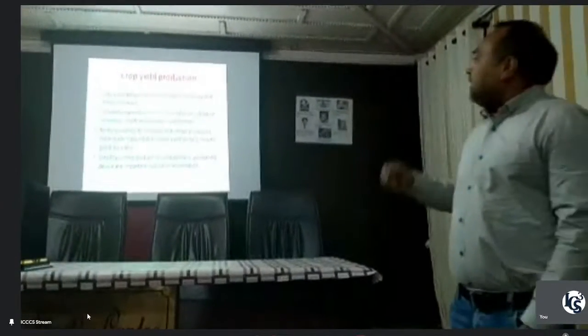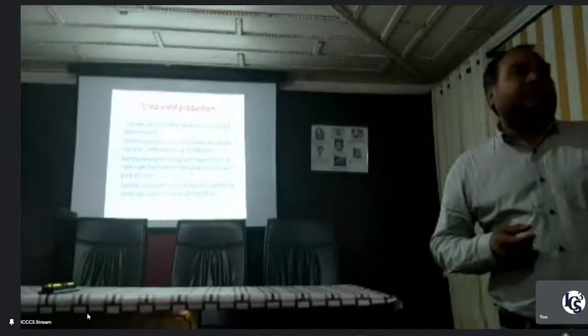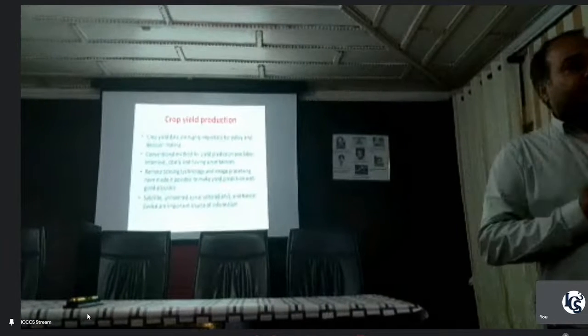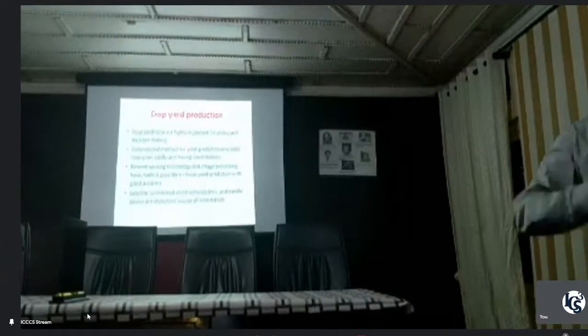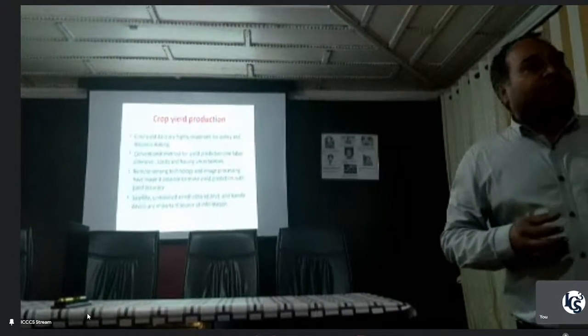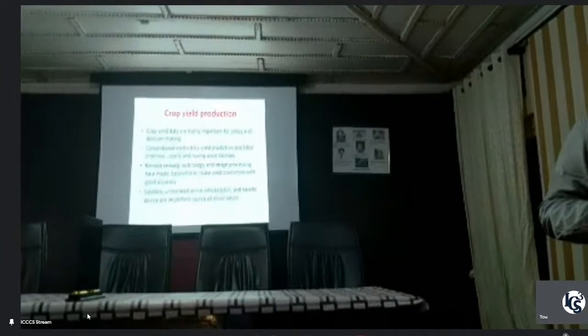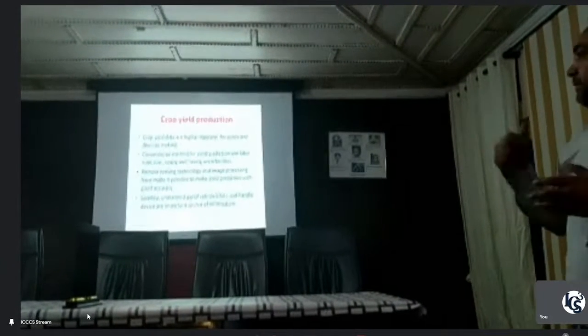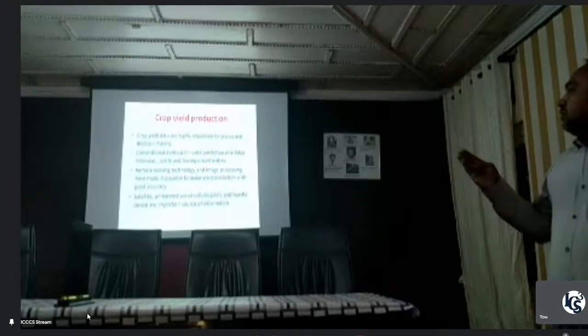Now, crop yield: this is the prediction. Crop yield data are highly important for policy decision making. First of all, if we find out the prediction of how much crop will be developed in a future year, then we will create the policy. So this is very good for policy making for the government.